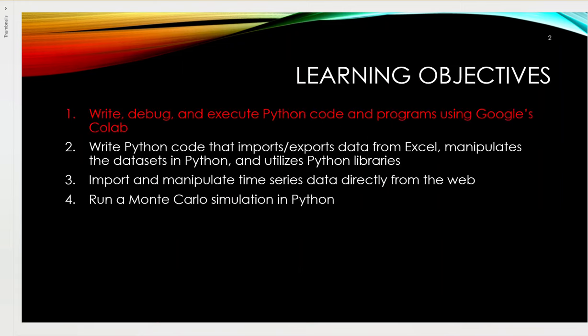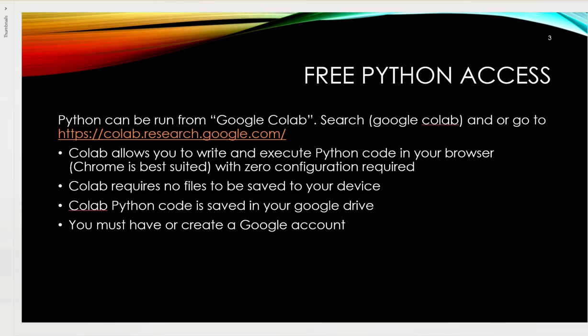So, 4 learning objectives. The first one is we're going to write, debug, and execute Python code and programs using Google's Colab. To get Colab, you can go to that link right there, but it'd be easier just to Google search Google Colab and you'll wind up in the environment.